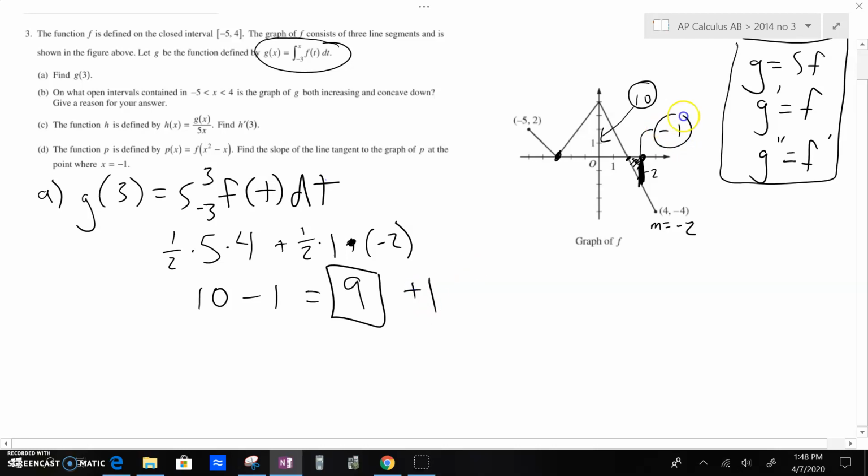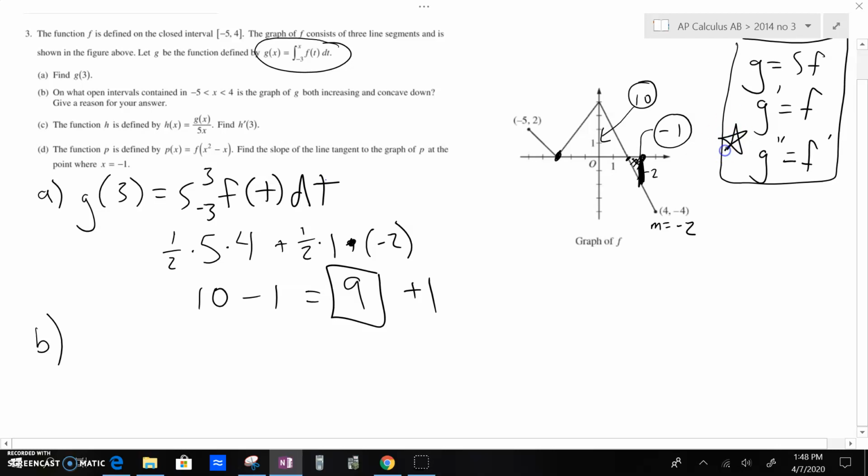That's it. So we've got a positive 10 and a negative 1 for our space. Sometimes they associate with showing work. This time they're just saying, here's your point. You got 9. Part B is saying on what open interval from negative 5 to 4 is the graph of g both increasing and concave down. So if we're looking for increasing and concave down and then giving a reason, this one has 2 points, one for the solution and one for the reason.